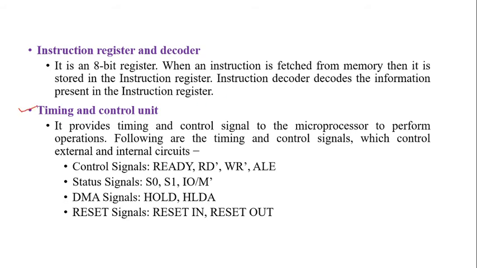Next one is the timing and control unit. It provides timing and control signals to the microprocessor to perform the operation. To perform any kind of operation, we require timing and control, and the following are the timing and control signals which control the external and internal circuits. The control signals are the ready signal, RD, that is read, write signal, and ALE, that is address latch enable.